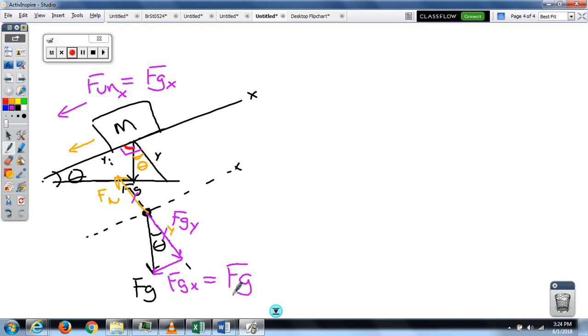So it's the hypotenuse, which is Fg, times the sine of the angle, which can also be written as mg times the sine of that angle. Fgy is the adjacent, so that's Fg cosine of the angle. So that's what Fn equals. Fn equals Fg cosine theta, because they have to be balanced.